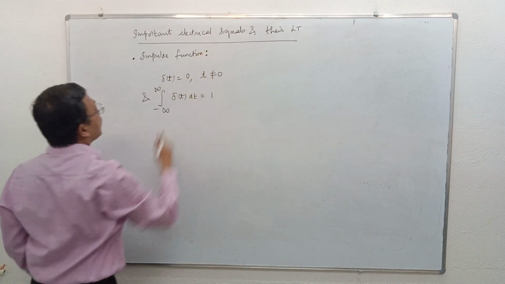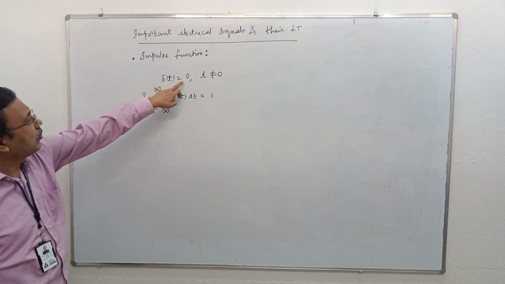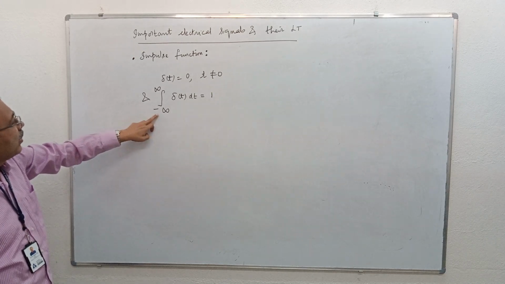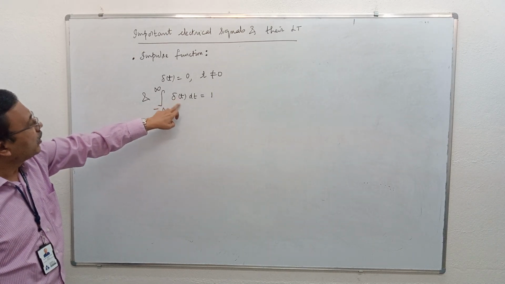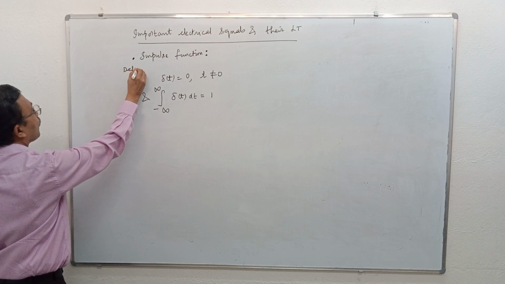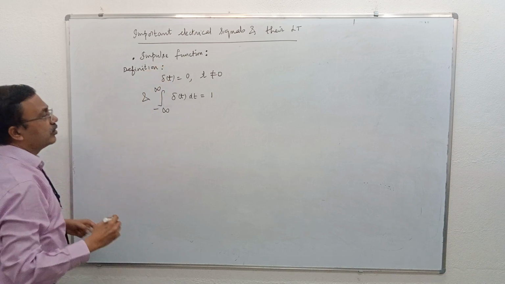There are two expressions to define the impulse function. Delta of t is equal to 0 when t not equal to 0, and integration from minus infinity to plus infinity, delta of t dt is equal to 1. This is the definition of an impulse function.